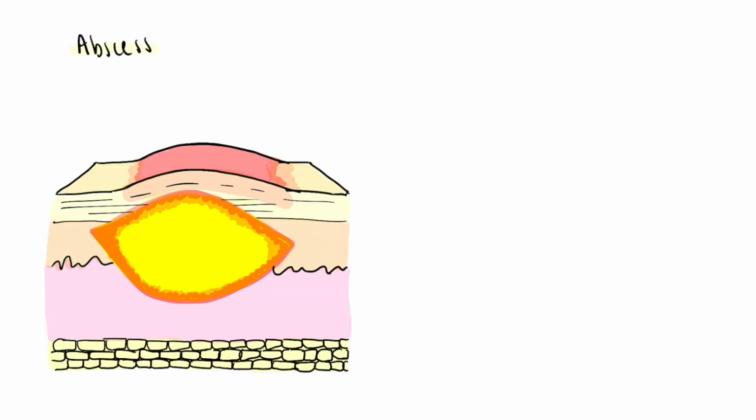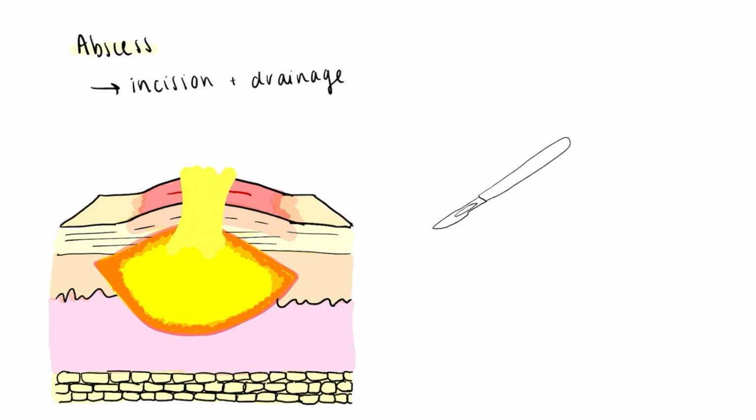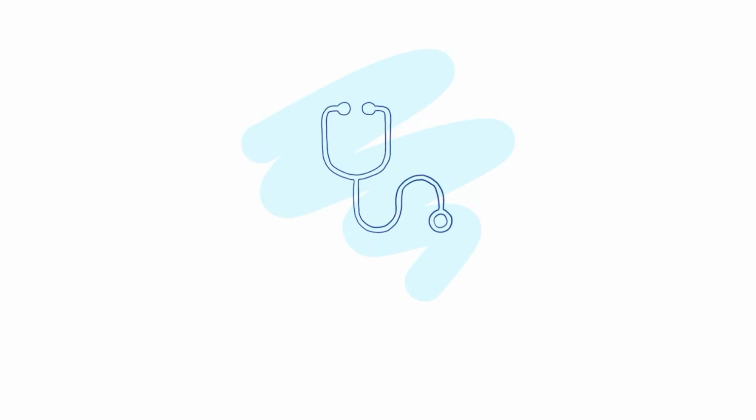Also note that if an abscess is present, IV antibiotics are unlikely to be fully effective. You can think of an abscess as a collection of pus. This collection is unable to be fully penetrated by antibiotics and will likely need incision and drainage in addition to intravenous antibiotic therapy. That concludes this summary of cellulitis.